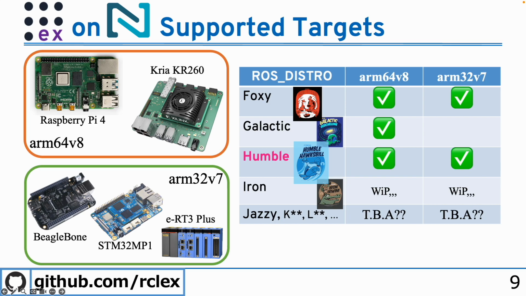Here is a list of supported target ports. We have confirmed the operation of RCLEX on Nerves so far. And this table shows the support of Linux distributions for RCLEX on Nerves. Raspberry Pi 4 with Humble is the best to try it out. We also support AMD Xilinx Kria KR260 boards, BeagleBone boards, STM32MP1, and ERT3 Plus.